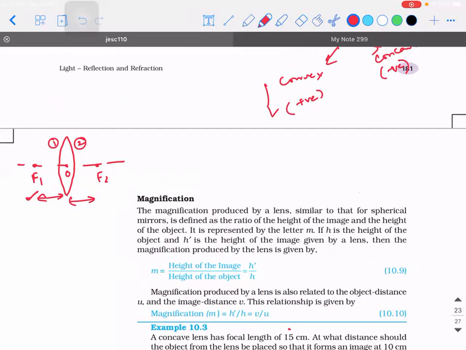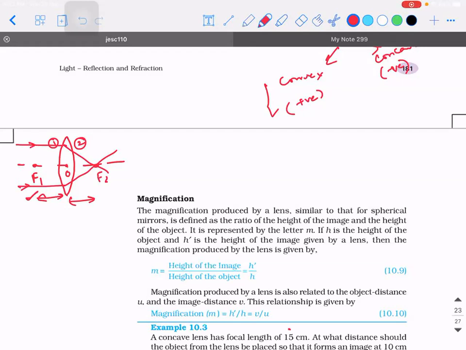It should be OF2. And the reason for that is very simple, because what did I say? By default, you'll place the object on the left-hand side. So when the object is placed at infinity on the left-hand side, where is the image formed due to it? It is by default formed at this distance. Means when the object is kept on the left-hand side, the image is formed on the right-hand side.